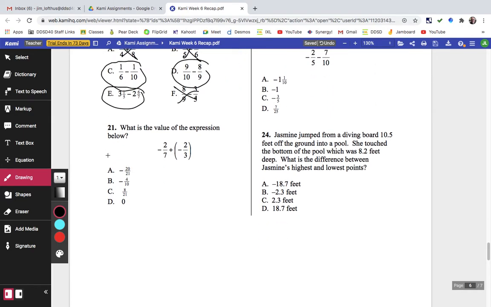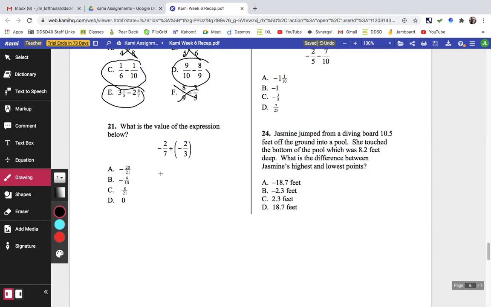What is the value of the expression below? So we're going to find a common denominator of 21. And we tripled that, so we're going to triple this. And we multiplied that by 7, so to multiply this 2 by 7 to get 14, it's negative 14. So negative 20 over 21. And that is A.